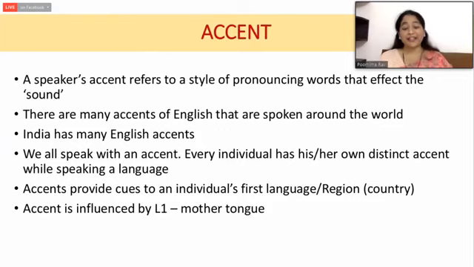Well, every individual has his or her own distinct accent while speaking a language. If you look at your family speaking Telugu, the way your parents speak would be very different to how your children speak, although they speak the same language in the same household. In fact, even you and your sibling or a close friend of yours could speak Telugu very differently with a few changes in sound. That is called an accent. Accents provide cues to an individual's first language or the region. Accent is also influenced by the mother tongue.